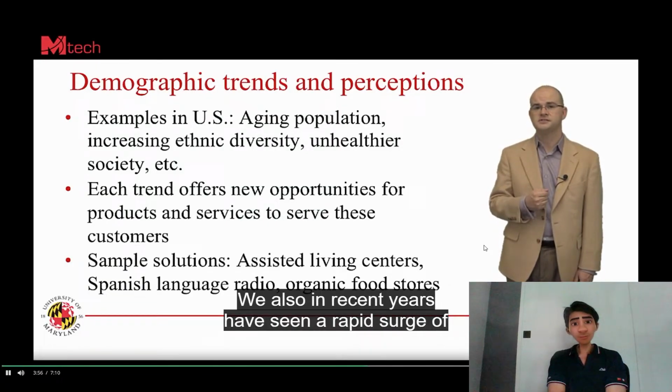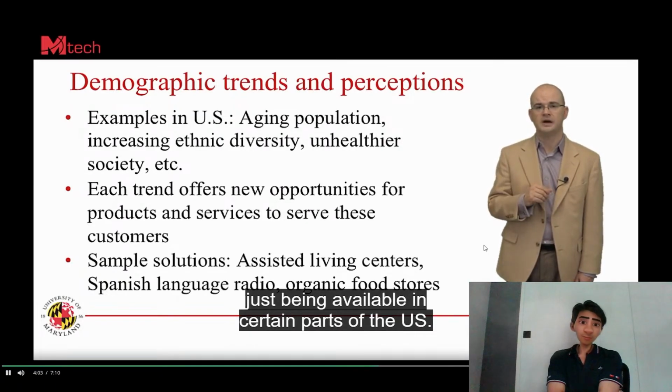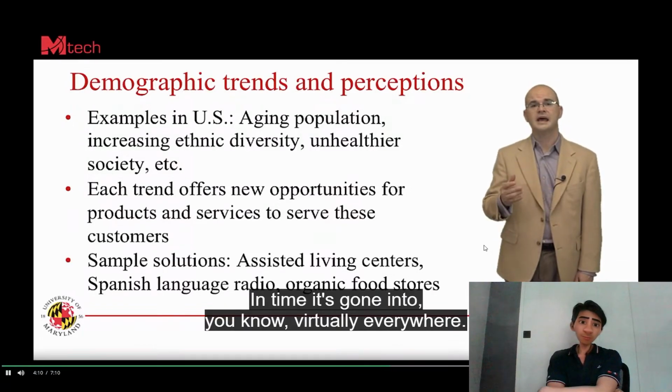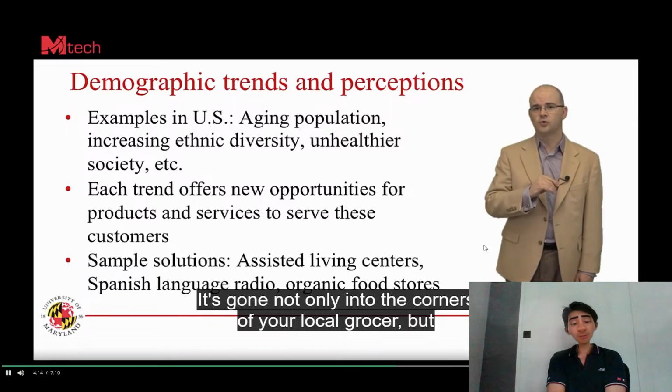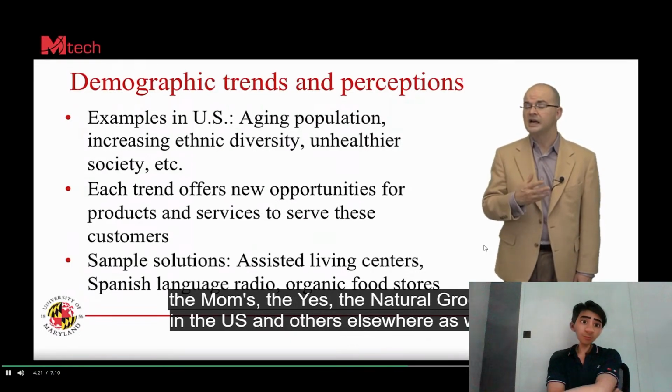We also, in recent years, have seen a rapid surge of organic food stores, where organic food products have gone beyond just being available in certain parts of the U.S. It used to be Los Angeles and New York and Colorado. In time, it's gone into virtually everywhere. It's gone not only into the corners of your local grocer, but it's been the entire grocery store, the Whole Foods, the Moms, the Natural Grocers in the U.S., and others elsewhere as well.